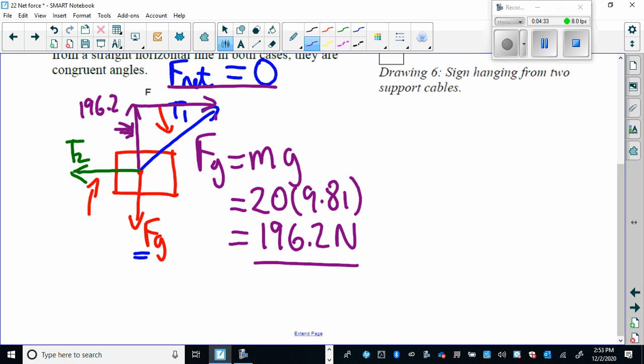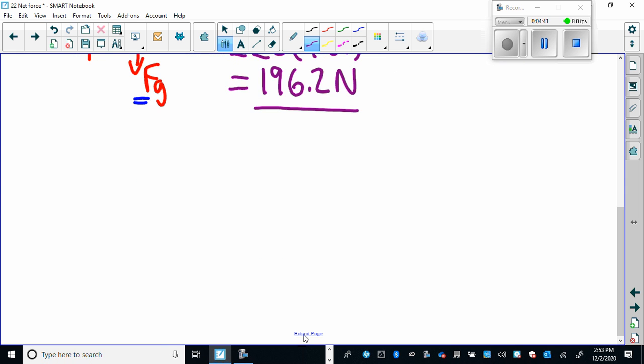Once you've got that, that's the hardest part of the problem, actually. Once you've got that, then everything else just kind of falls into place quite magically. So let's just take this blue vector, T1, and separate it. 40 degrees. Is it 40 degrees? Was it?